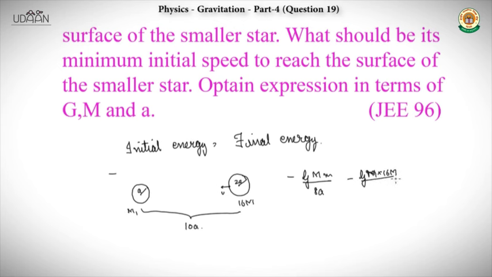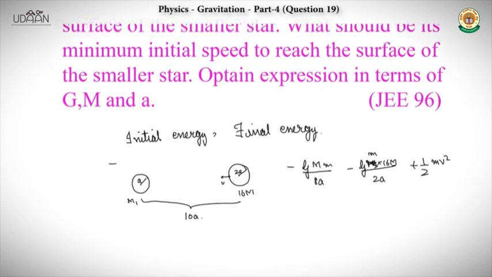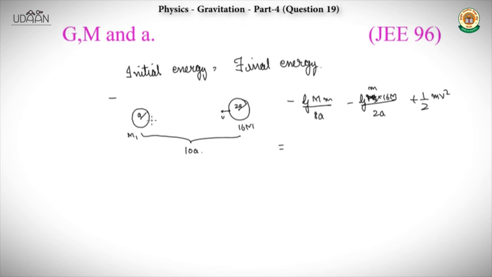This would be small m over here upon r. The r would be 2a. Plus half m v square. This small m is over here, just so that there is no confusion. And this is equal to the final energy. Now we write the final energy. When it comes over here, it will be minus G m m upon the radius a, minus G m into 16 into small m upon the distance, which would be 9a.